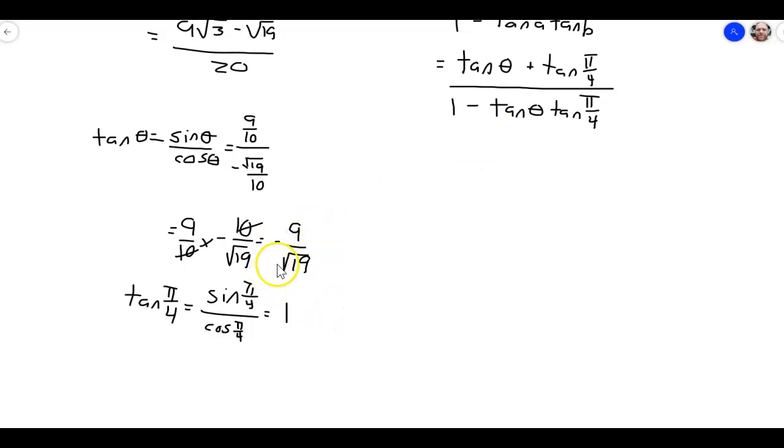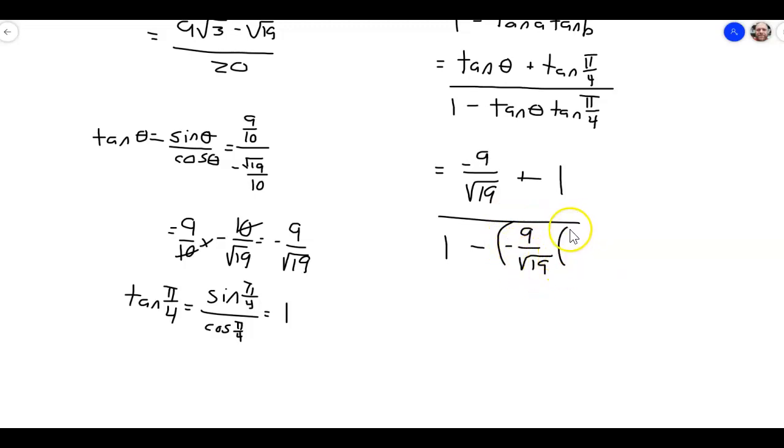All right, so now I just have to replace the tangent of theta with this value and the tangent of pi over 4 with that value. So this is going to be equal to negative 9 over the square root of 19, plus 1, all over 1 minus negative 9 over root 19, times 1. So it's going to look something like that. And then the last thing we need to do is clean this up as much as possible.